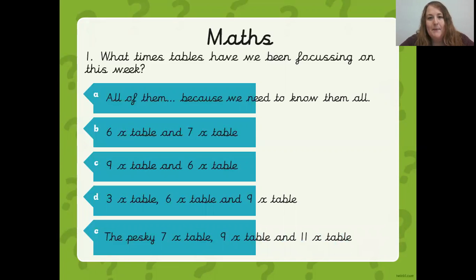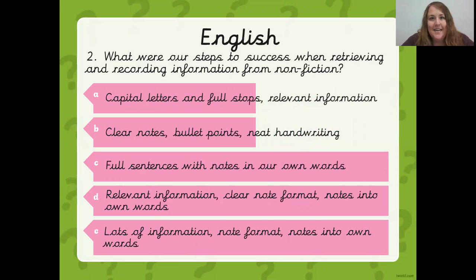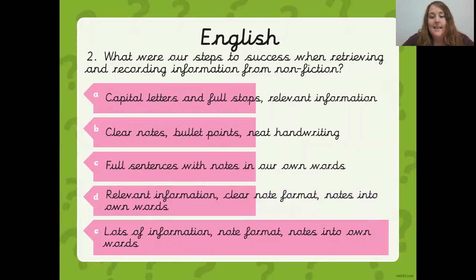What I'd like you to do is write A, B, C, D, or E next to number 1 on your piece of paper. Okay, question 2, English. What were our steps to success when retrieving and recording information from nonfiction? Was it A, remember your capital letters and full stops and that you have relevant information? B, clear notes, bullet points, and neat handwriting? C, full sentences with notes in our own words? D, relevant information, clear note format, and notes in our own words? Or E, lots of information, note format, and notes into our own words? So for question 2, do you think it's A, B, C, D, or E?